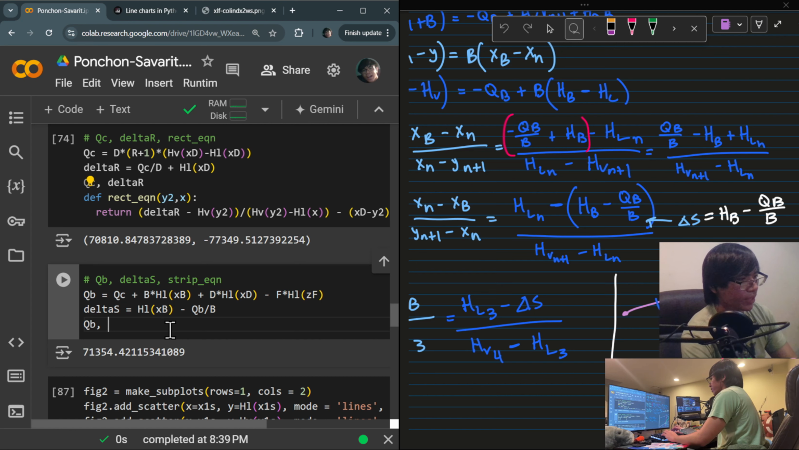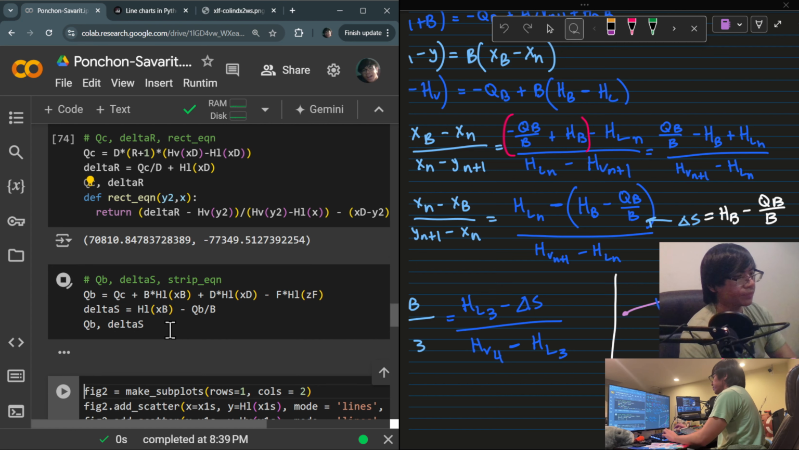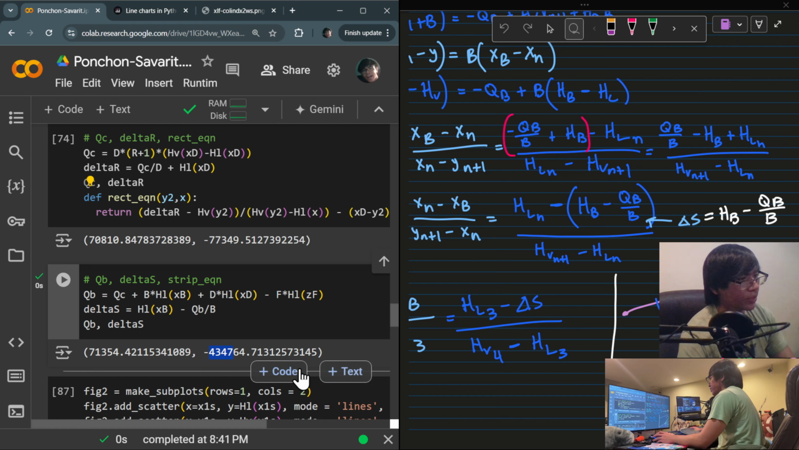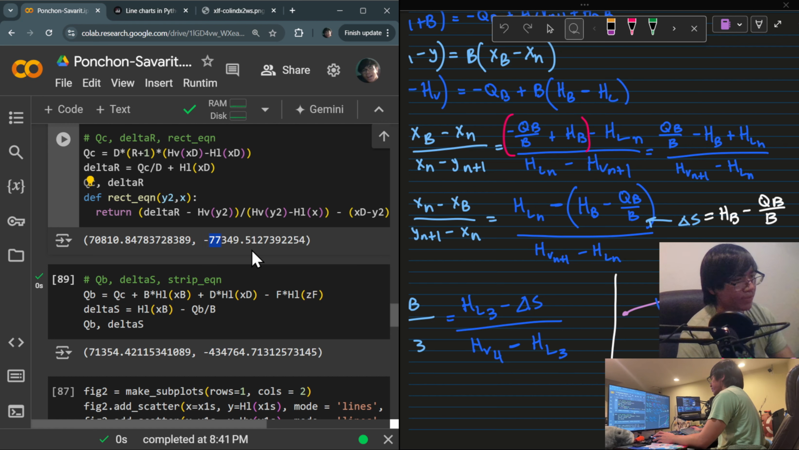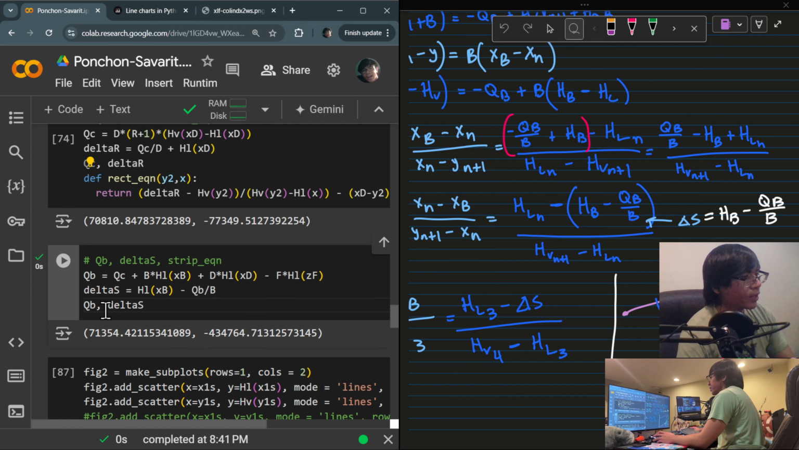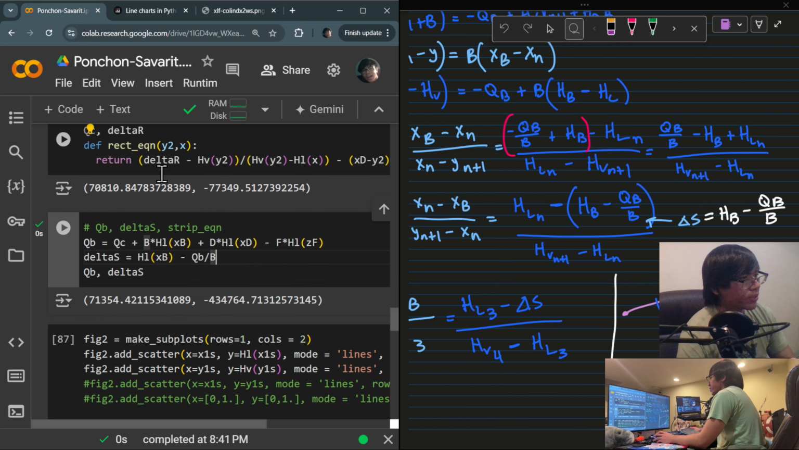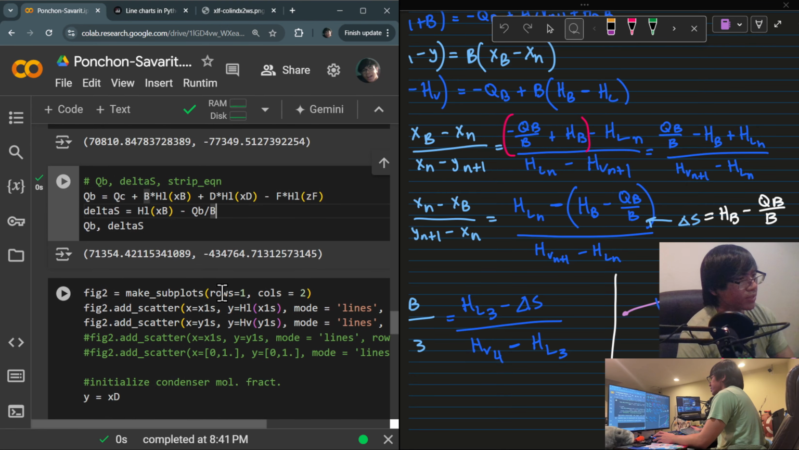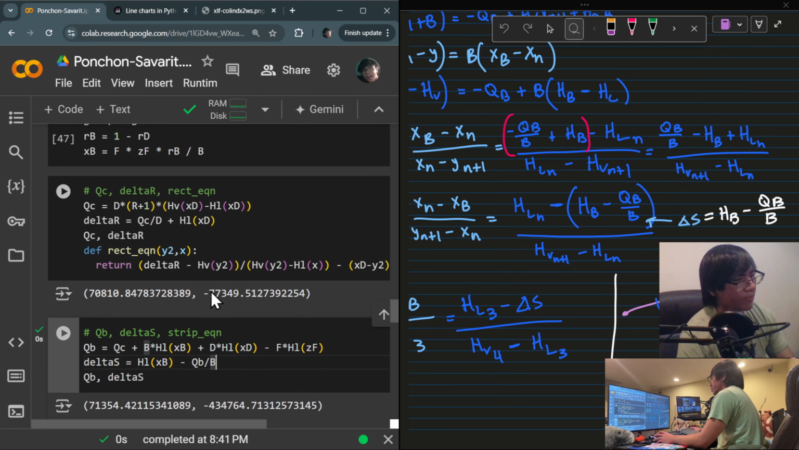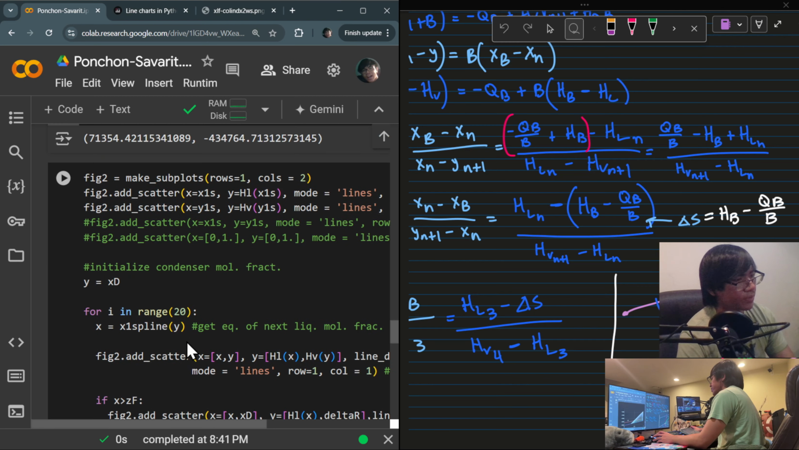Let's take a look at that delta S. That should be very negative. Yeah, wow, 434, and we're only at negative 77,000. Wow. Okay. And then now we need to define our stripping equation. But first, actually, I don't even think we'll be able to graph our lines until we go through all our loops.